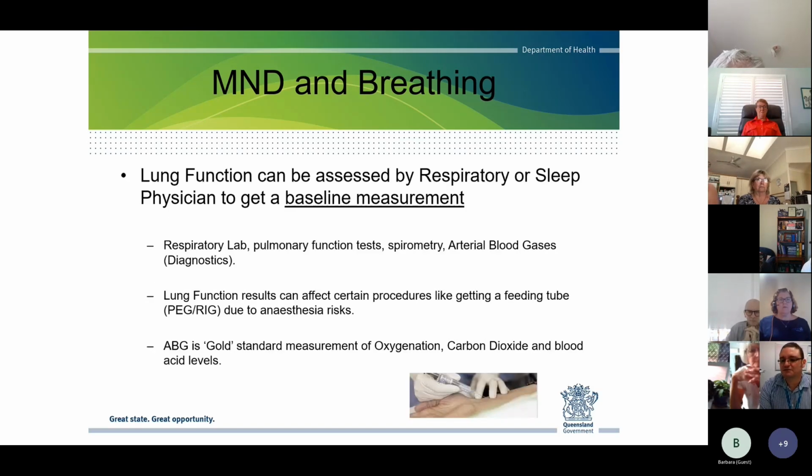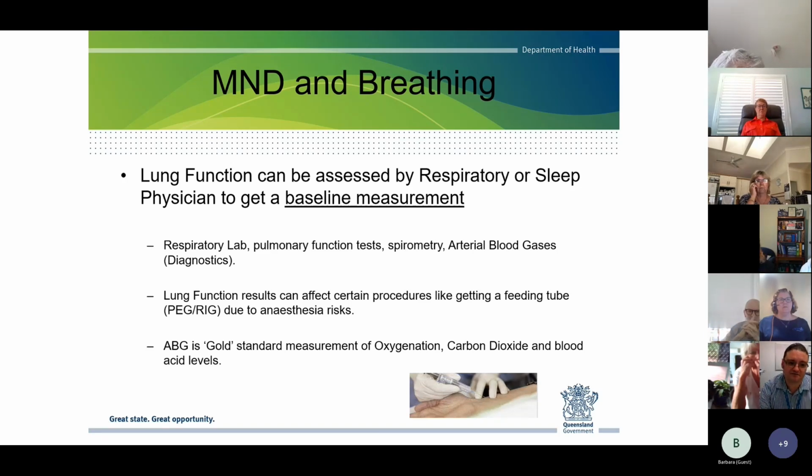So the first thing that the respiratory or sleep doctor will do is send you to a respiratory lab, and they'll get a baseline measurement. I find this very important. Even to get a baseline measurement, you should be pretty well. So the quicker you get into these guys, the better. Then we can get this baseline measurement.